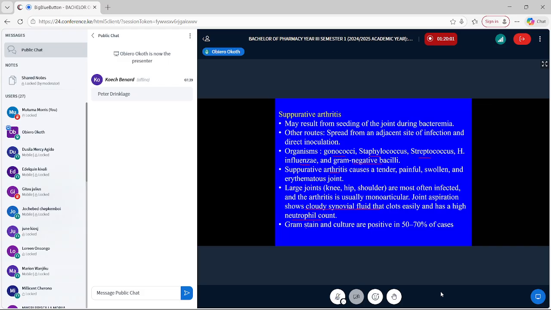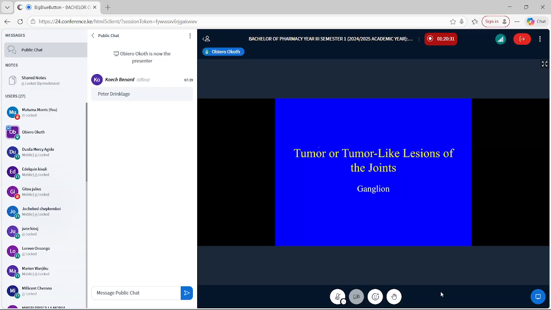This is suppurative arthritis, and then you do Gram stain and culture. You do joint aspiration and do microscopy of the joint fluid. You see a very high neutrophil count. It may be from bacteremia. It could be by extension from an adjacent site infection like osteomyelitis. It could still be direct inoculation. This is suppurative arthritis.